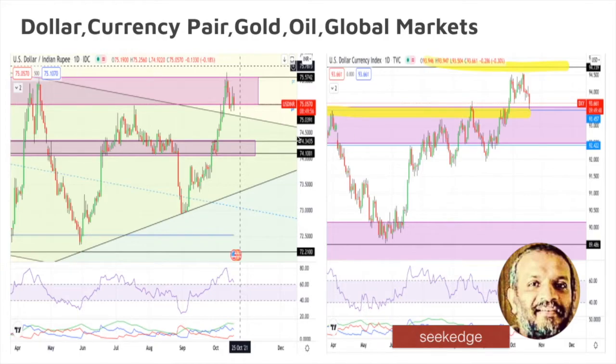But yeah, so going ahead, we have the dollar. On the right side you have the dollar index, which has broken out of one resistance. It attempted to break that resistance, but has fallen back. So it's red.